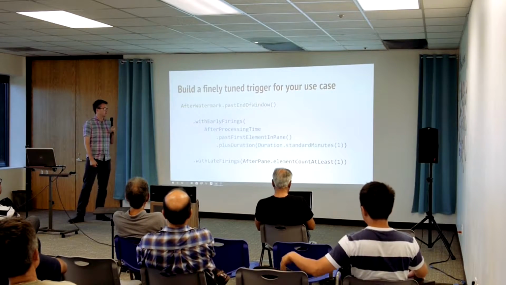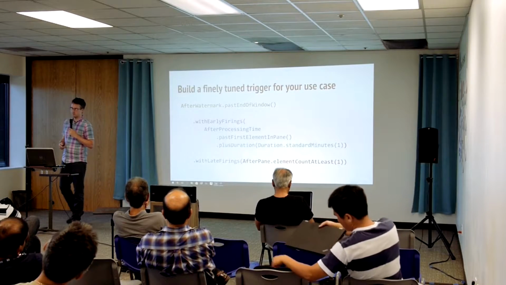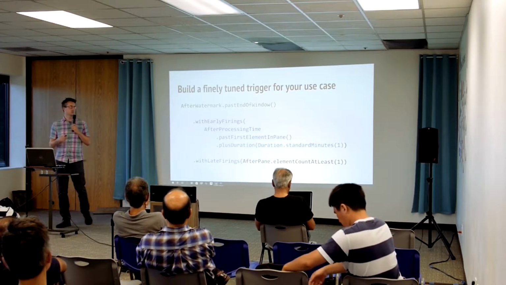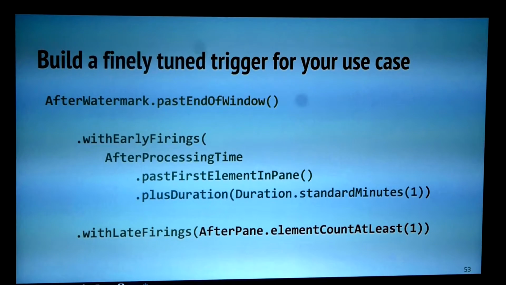The prior 2 examples were sort of basic building blocks, but Beam includes combinators, so you can build more complex triggers that are tailored to your use case. So I want to walk through this one. I've started with the first trigger we looked at, the after watermark past end of window, which says send the bill at the end of the month.